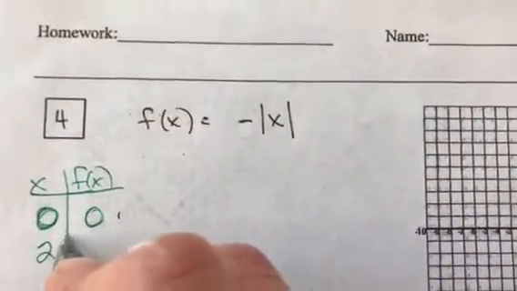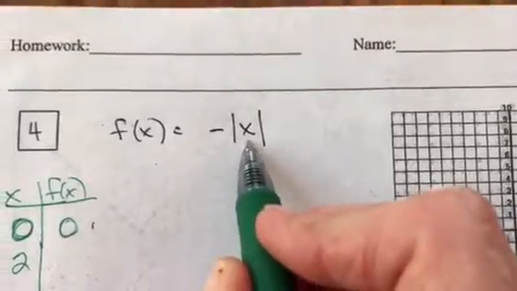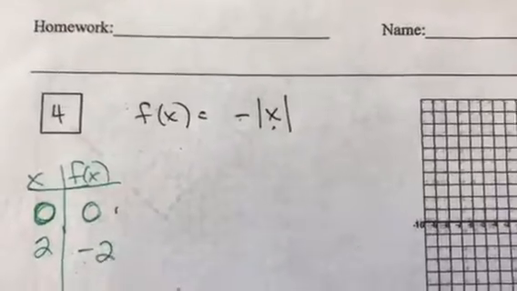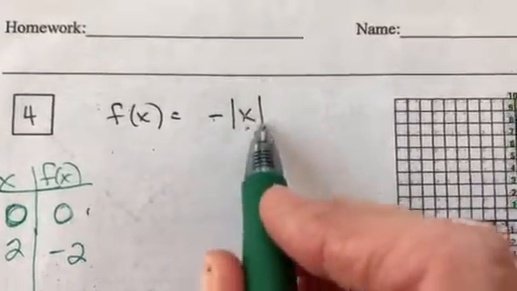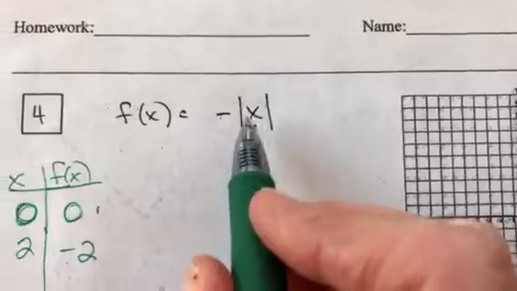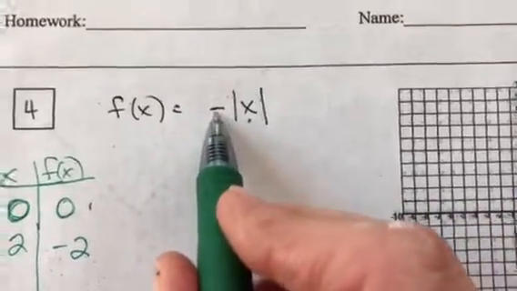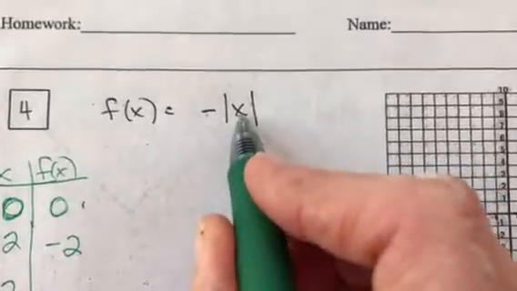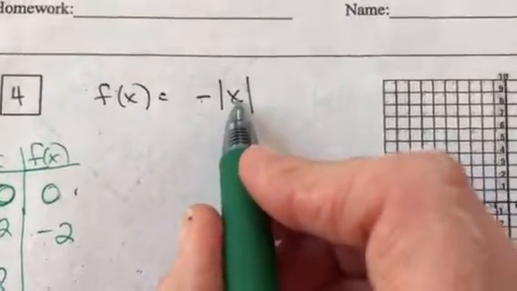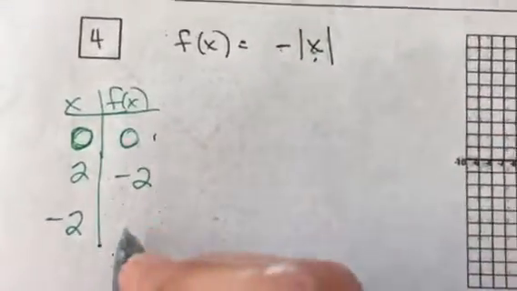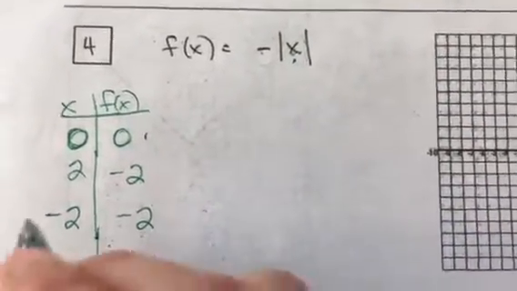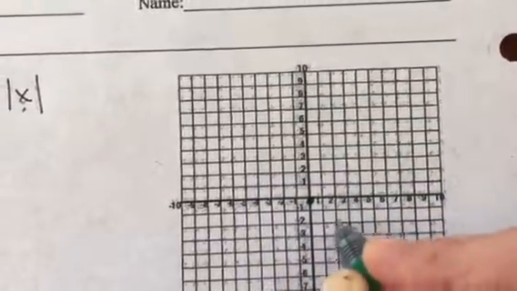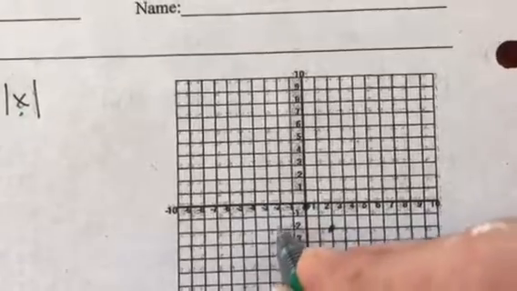If I plug in 2, absolute value of 2 is 2, but the negative is going to make it negative, so I've got a negative 2. And that negative is outside, although this stuff is always positive. My final answer is always going to be negative because it's on the outside. So look, if I plug in negative 2 right here, take the absolute value of negative 2 is 2, but it's going to end up being a negative 2. Okay, do several points there, but look what I've got. Here's 0, 0. When I plugged in 2, out popped negative 2. When I plugged in negative 2, out popped negative 2.